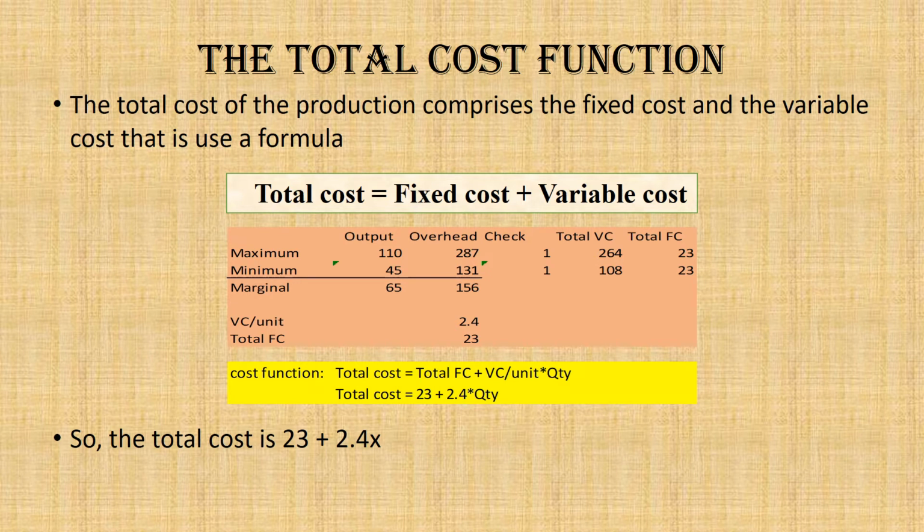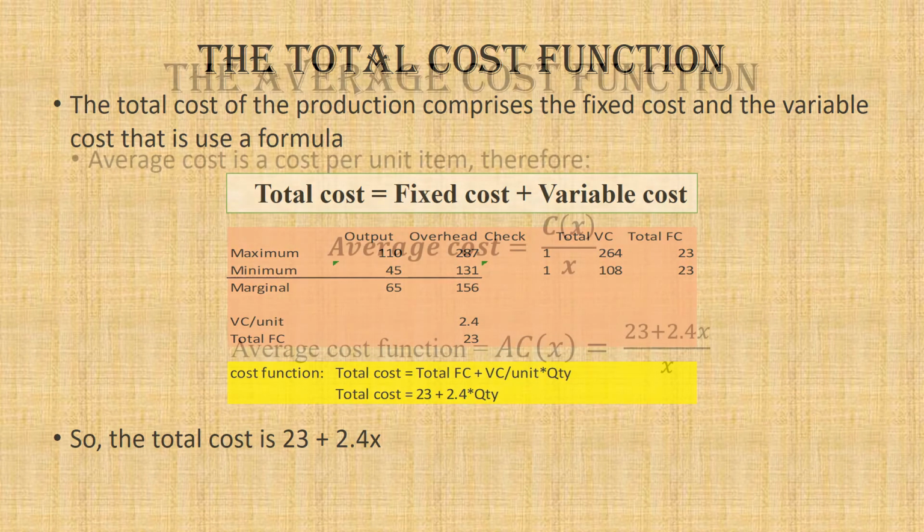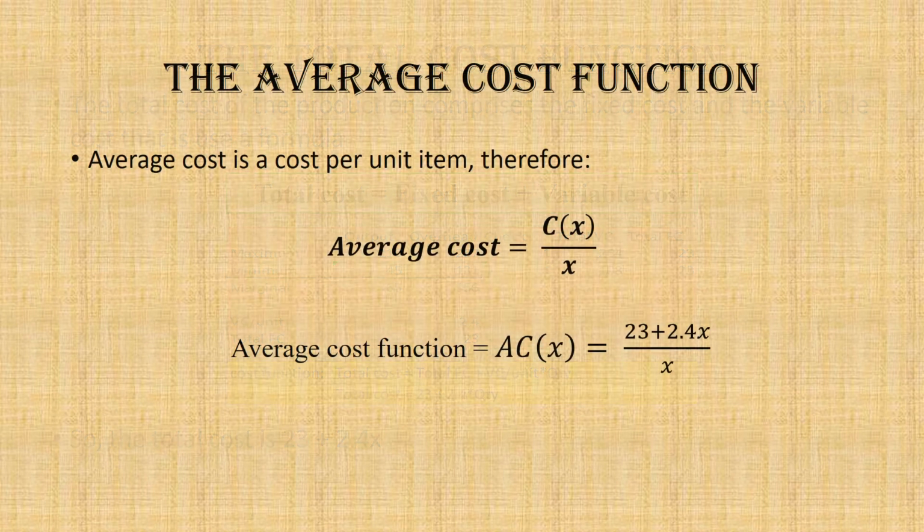And lastly, the total cost function we can get with the formula: total cost equals total fixed cost plus variable cost per unit times x. So for this business, the cost function is C(x) = 23 + 2.4x.